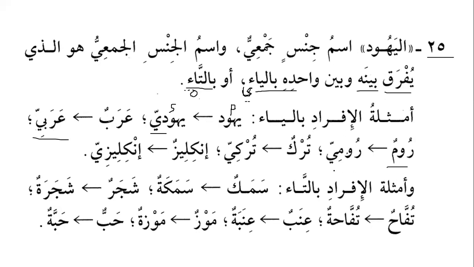Rumun is Rum and Rumiyun, a person who comes from Rum. Turkun, Turks, and Turkiyun, a Turkish person. Inclisum, yani English people, and Inclisiyun will be Englishman, right? Englishman. All right, and then we have amthilatul ifradi bitai, the examples of singular by ta.